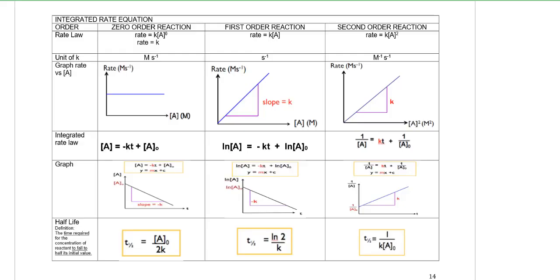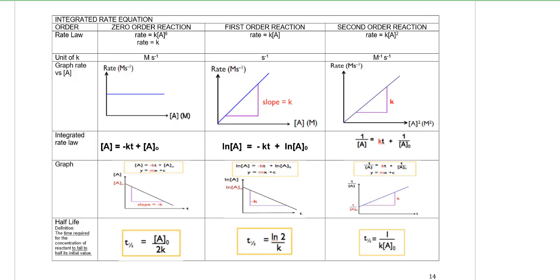Okay, for the last video, we already discussed rate law or rate equation, and how to determine the order of reaction. We already discussed the differential rate equation, so it's a connection between the rate of disappearance of reactant and the rate of appearance of product. So the last part is the integrated rate equation.